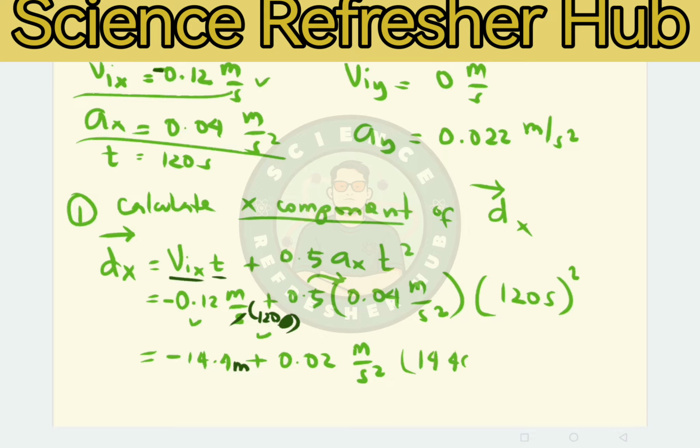That's 14,400. And seconds times seconds, that's seconds squared. We can cancel seconds squared. Then let's continue. Copy 14.4 meters. We have to multiply 0.02 times 14,400. And the product is 288 meters.